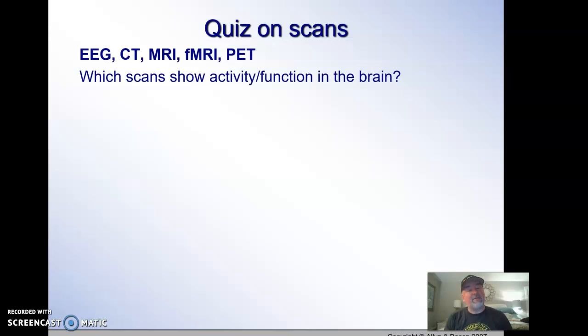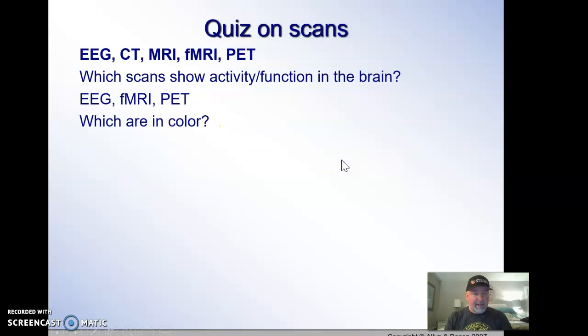fMRI, the F stands for functional. So we get to see which parts of the brain are metabolizing glucose. So we get to see which parts are working. So it would be an fMRI. And then a PET scan, positron emission tomography, tells us what parts of the brain are metabolizing this radioactive stuff. So we just say EEG, fMRI, and PET, which are in color. The only two that are in color are these last two, because we will see things glow when the brain is getting information or is using that glucose.